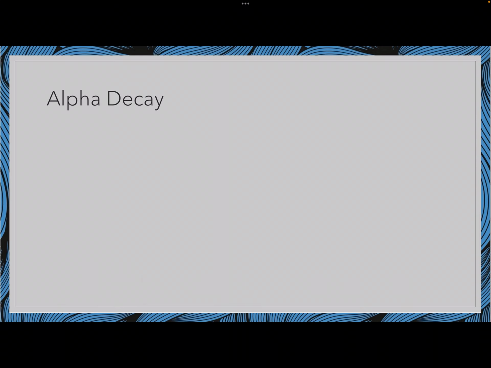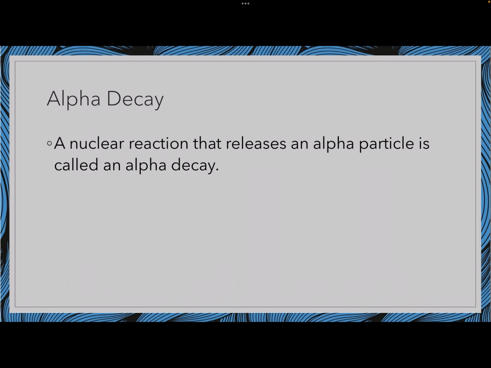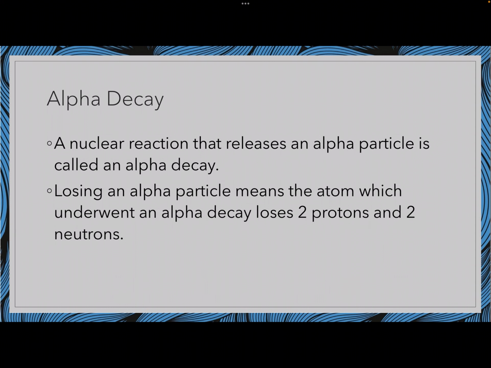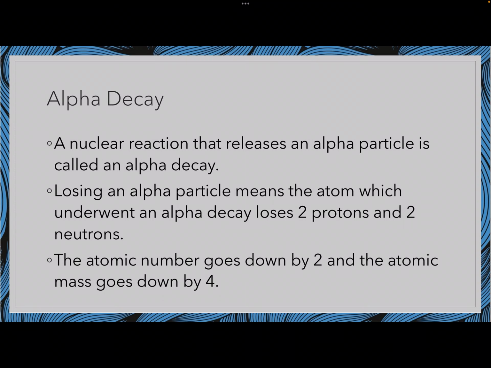Okay. So firstly, we have alpha decay. So a nuclear reaction that releases an alpha particle. So remember a helium nucleus. It's called an alpha decay. Losing that alpha particle means the atom which underwent the alpha decay loses two protons and two neutrons. Okay. Now, if you remember, if you lose a proton, you change the atomic number, which changes the type of element that you've got. Okay, so if you undergo an alpha decay, the atomic number goes down by 2 and the atomic mass goes down by 4. Okay.